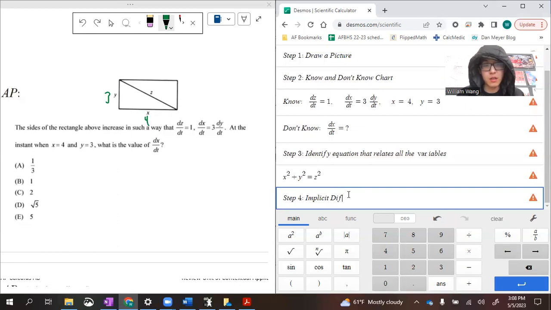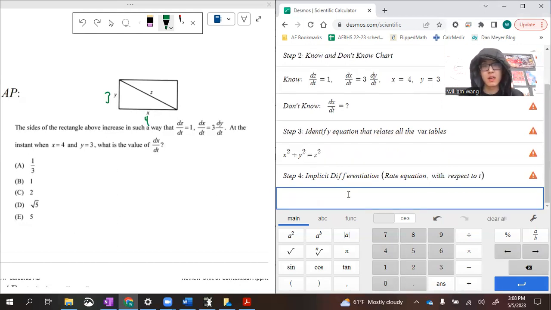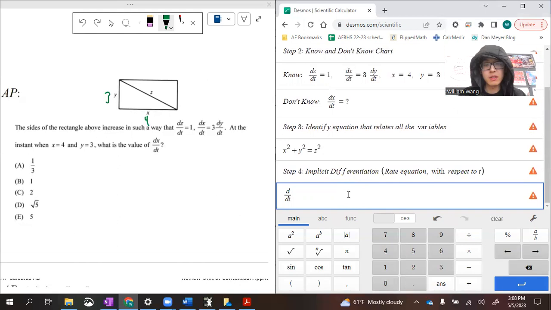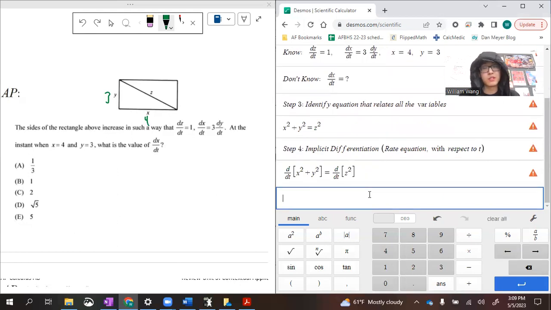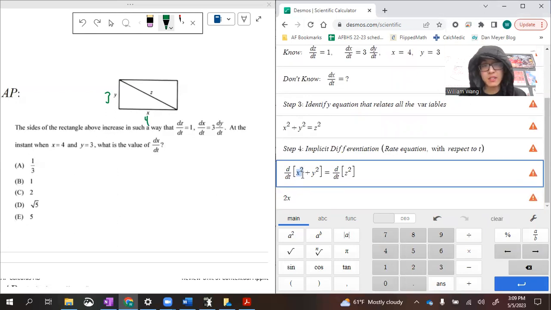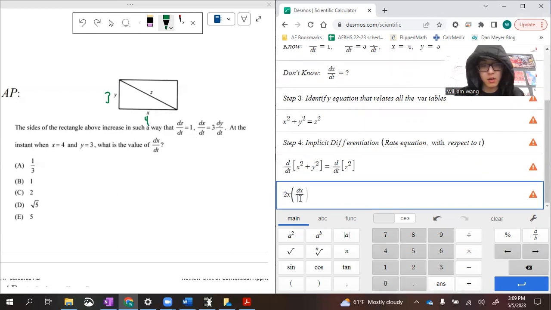Cool. Step 4, we're going to do implicit differentiation. Basically, this gives me a rate equation with respect to time t. So how do I do implicit differentiation? If you remember, we already practiced this: d over dt of both sides of my equation. So d over dt of x squared plus y squared, equals d over dt of z squared. Let's do my derivative. Derivative of x squared is 2x. But then this t and x do not match. Just like when there's a y term and I multiply by dy dx, in this case, I'm going to multiply by dx over dt.